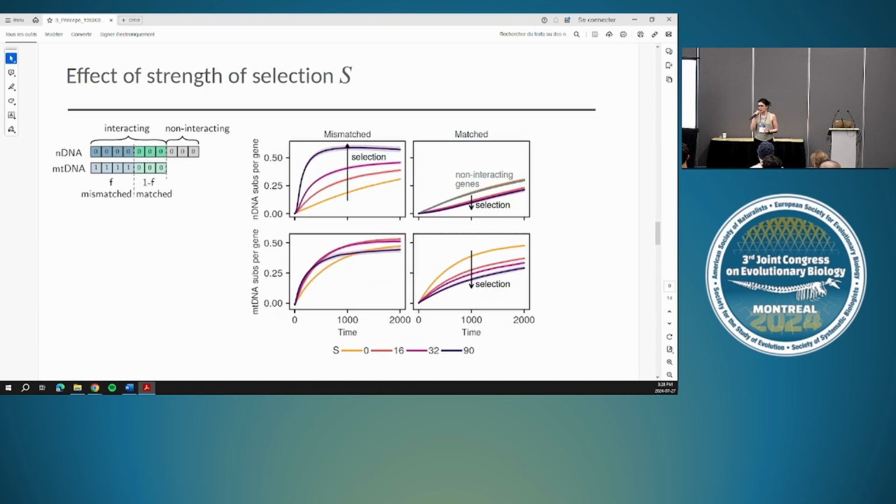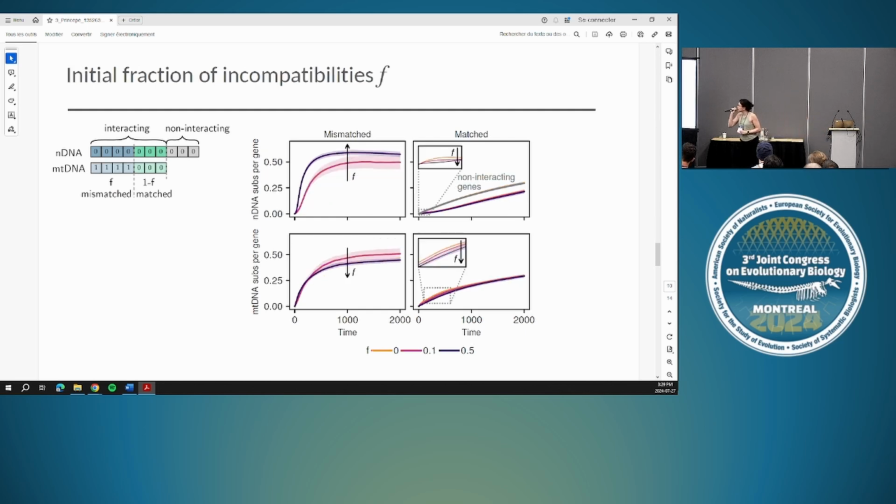For comparison, we also looked at the selection strength. In the matched genes, this was expected because selection will tend to maintain the compatibility. So you decrease the substitution in both genomes. And in the nuclear genome, if it starts incompatible, selection will increase the substitutions. For the mitochondrial genome, it's kind of a mess. If you have intermediary selection, the substitutions are higher than the case with no selection. But if selection is very strong, it also tends, at some point, to be impaired from accumulating too many mutations. So it's not linear either.